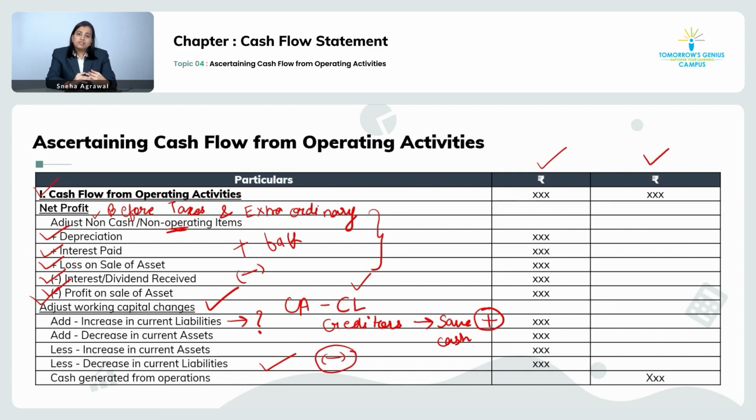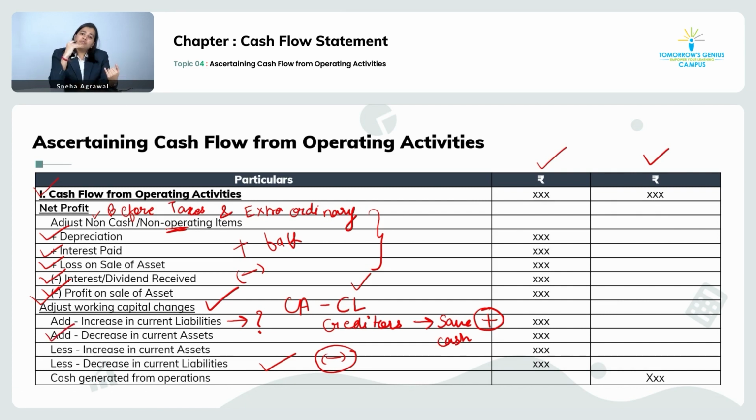Reverse is the case for current assets. If your current asset is decreasing, take the example of debtors. If my debtors are getting reduced, what does it mean? They are repaying me the money, so there is cash inflow. I will add it.